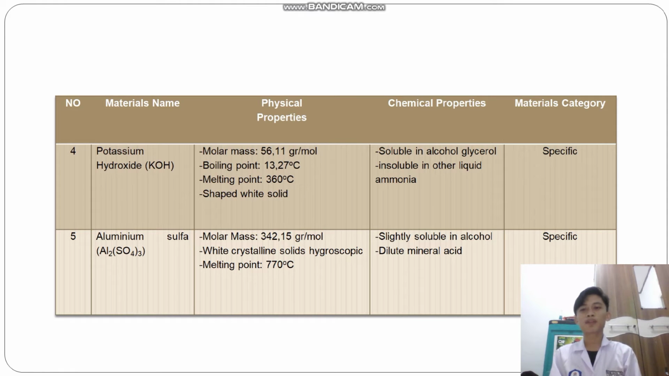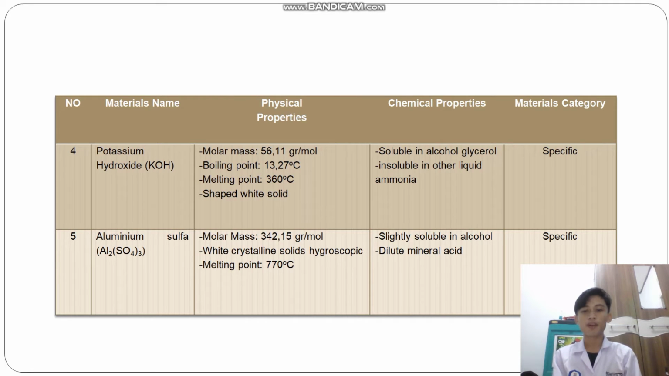Number 4, potassium hydroxide or KOH. Physical properties: molar mass 56.7 gram per mole, boiling point 1327 Celsius, melting point 360 Celsius, solid in shape, and chemically soluble in alcohol and glycerol, insoluble in other liquid ammonia. The category is specific.